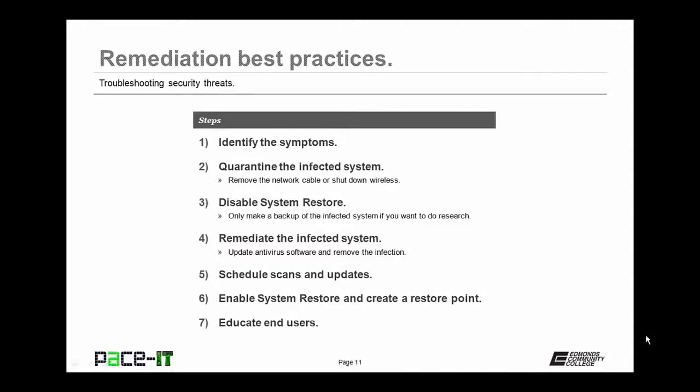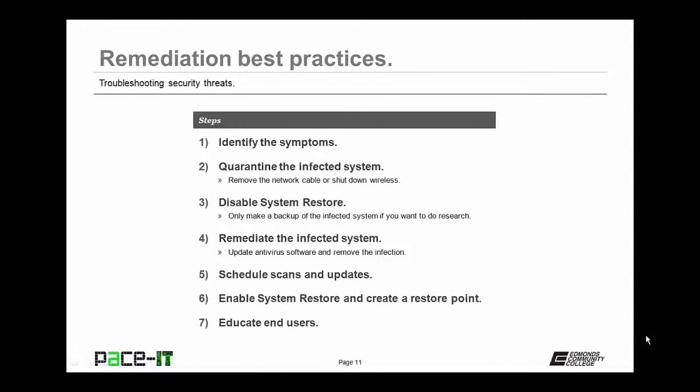Once you've identified the symptoms, quarantine the infected system. Remove the network cable and/or shut down your wireless capability on that system. Don't allow it to spread any farther than it already has. At this point, you should disable your system restore. That way you're not creating a restore point that has the infestation.